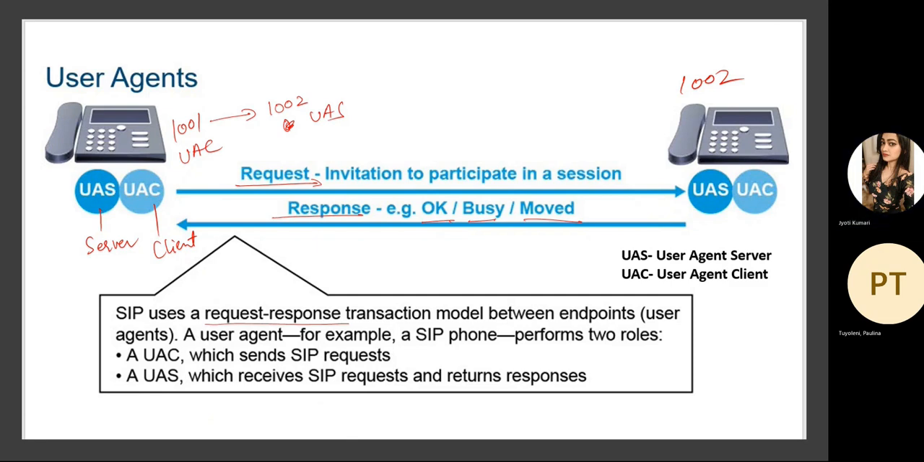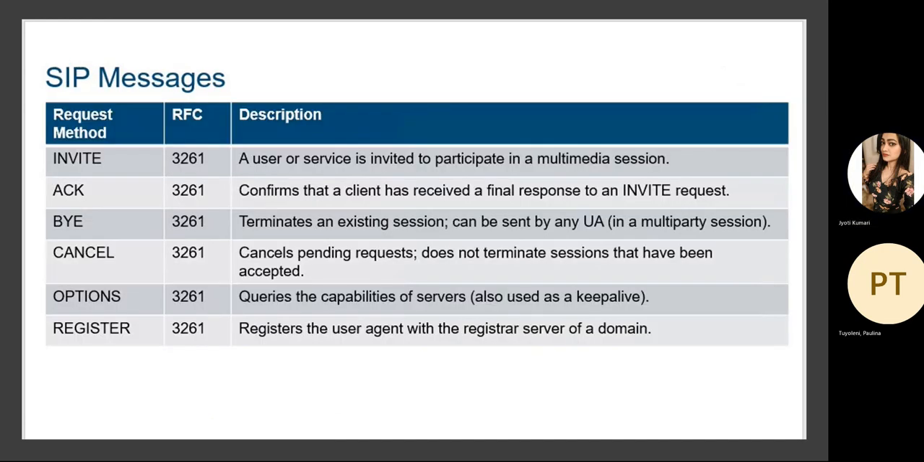So SIP uses a request response transaction model between endpoints, user agents. Endpoints or user agents is the same thing. A user agent, for example a SIP phone, performs two roles: UAC, user agent client, which sends SIP requests, and UAS, user agent server, which receives SIP requests and returns the response.